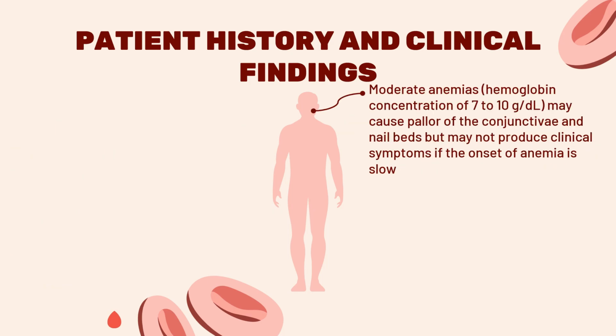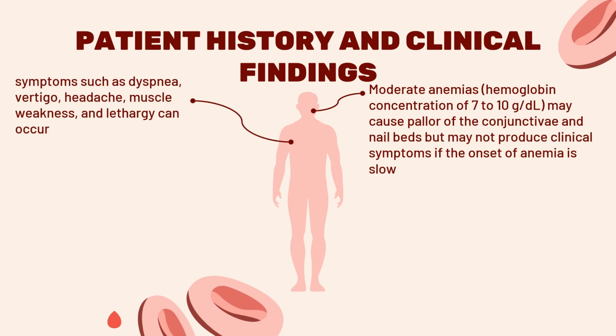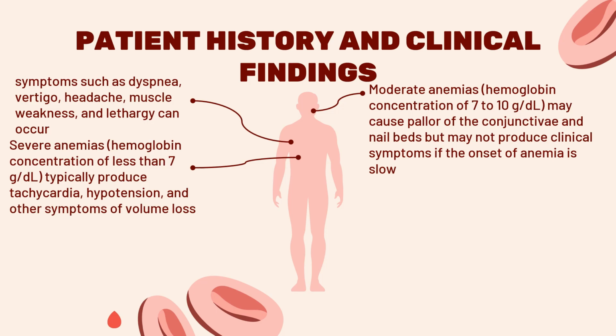Moderate anemias, hemoglobin concentration of 7 to 10 grams per deciliter, may cause pallor of the conjunctivae and nail beds but may not produce clinical symptoms if the onset of anemia is slow. However, depending on the patient's age and cardiovascular state, symptoms such as dyspnea, vertigo, headache, muscle weakness, and lethargy can occur. Severe anemias, hemoglobin concentration of less than 7 grams per deciliter, typically produce tachycardia, hypotension, and other symptoms of volume loss, in addition to the symptoms listed earlier.